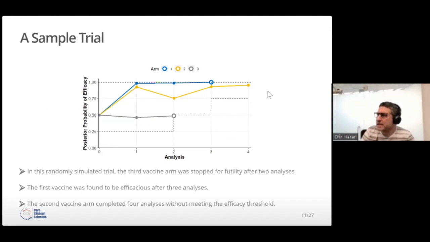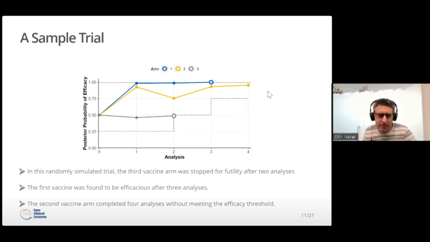And this is what a sample trial looks like. I programmed the simulation, and I run one trial at a time. This is a random trial. In this case, I'm monitoring the posterior probability of efficacy. You can see the dashed lines, those represent the decision boundaries. In this case, after 2 interim analyses, the third arm was already shown to be futile.